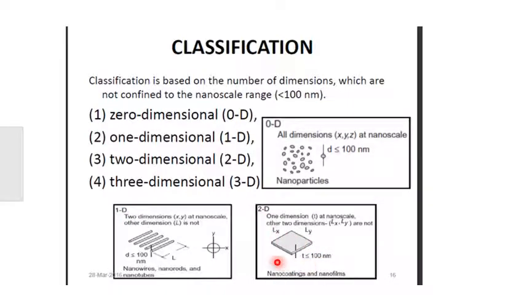Two-dimensional materials are like nanosheets, nanofilms, nanocoatings. In nanocoatings and nanosheets, T is for thickness. Thickness is in the nanometer range, less than or equal to 100 nanometer, but their length and width are greater than 100 nanometer. So two dimensions, length and width, are greater than 100 nanometers. That's why these types of materials are known as two-dimensional nanomaterials.